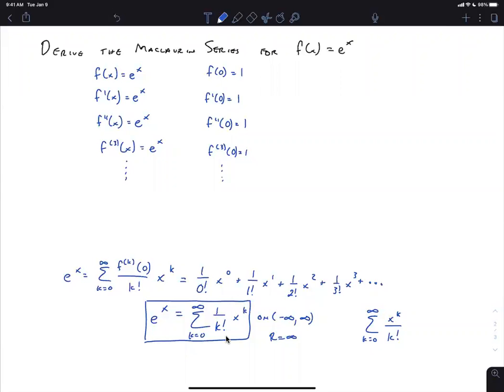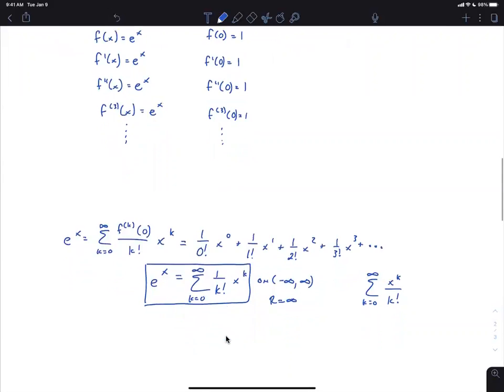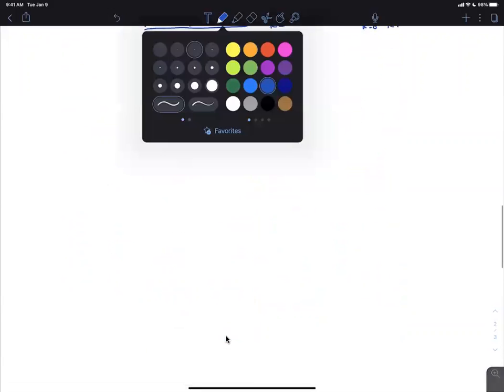Okay, so we're going to go through a few problems where we can use known Taylor series or known series in order to get series for more complicated functions. So 3 series that we know now are that e to the x is equal to the sum of 1 over k factorial x to the k on negative infinity to infinity.